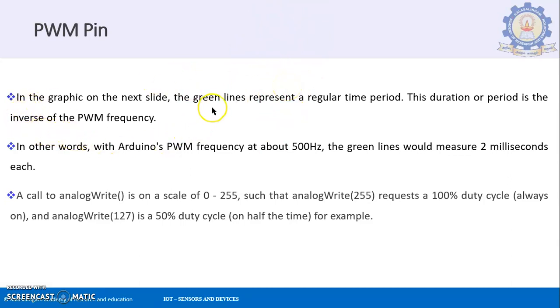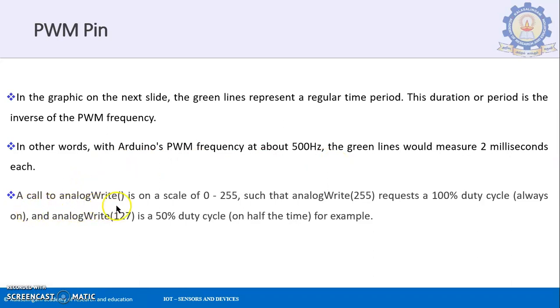You will be seeing the particular slide with respect to time period. Don't get confused that you are seeing it with respect to time here. The pulse, normally you will look at with respect to frequency, but this is the inverse of that frequency. In other words, with Arduino's PWM frequency at about 500 Hz, the green lines would measure 2 milliseconds each. So 1 divided by 500 is equal to 2 milliseconds. That is what you will get on the waveform.